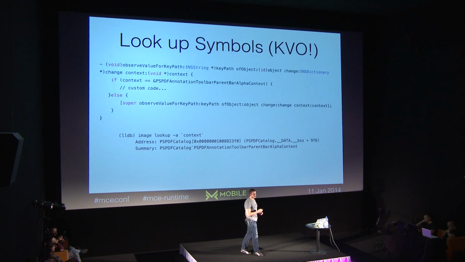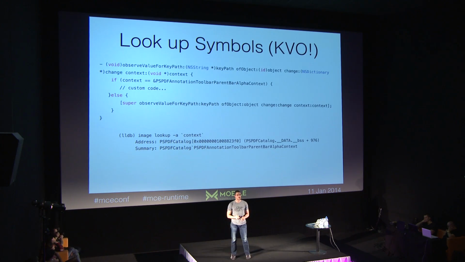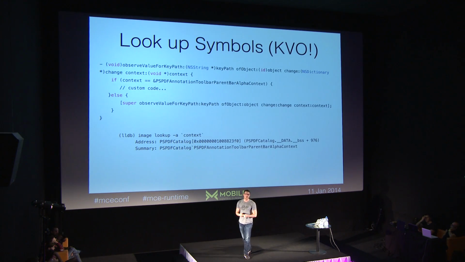If you say image lookup -s context, it will look up where that symbol came from, where that address came from, and will print the symbol name if it's a valid symbol. So in that case, it really knows that it is a PSPDFAnnotationToolbar parent bar context. So that is sometimes really, really useful if you have a more complex operation on KVO.